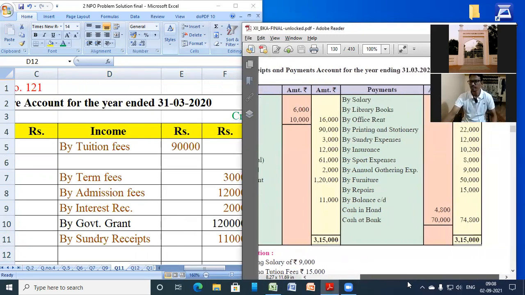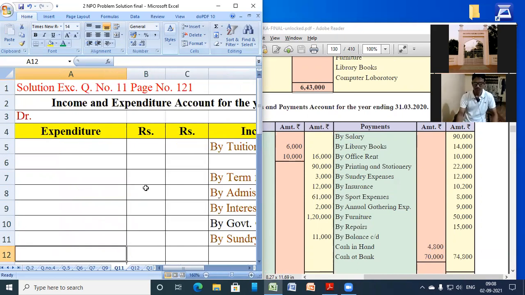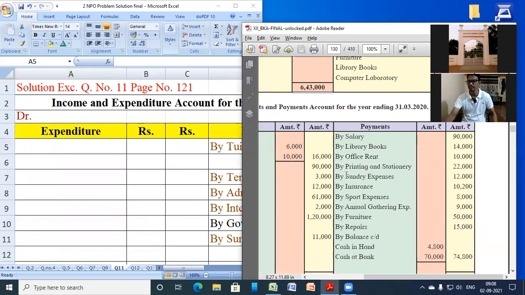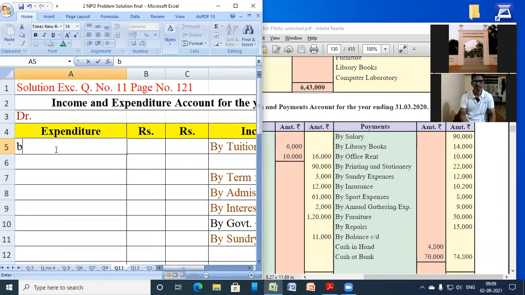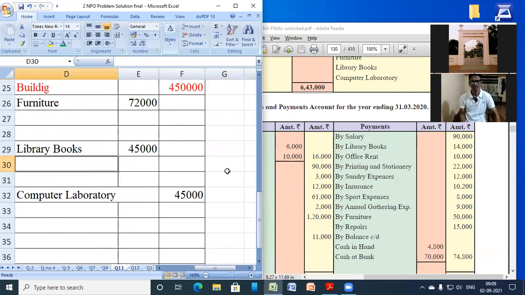Now we have to transfer the payment side. The payment side will come on the expenses side, so I come to the expenses side. By salaries, we have two adjustments, one is on salary and the other is on tuition fees. So we will take salary in the inner column. To salaries, 90,000 due to adjustment in the inner column. Give some space. By library books, library books addition during the year is a purchase, so books are your asset, we have to record it in the balance sheet asset side. So this is your library. We will add purchases to it.